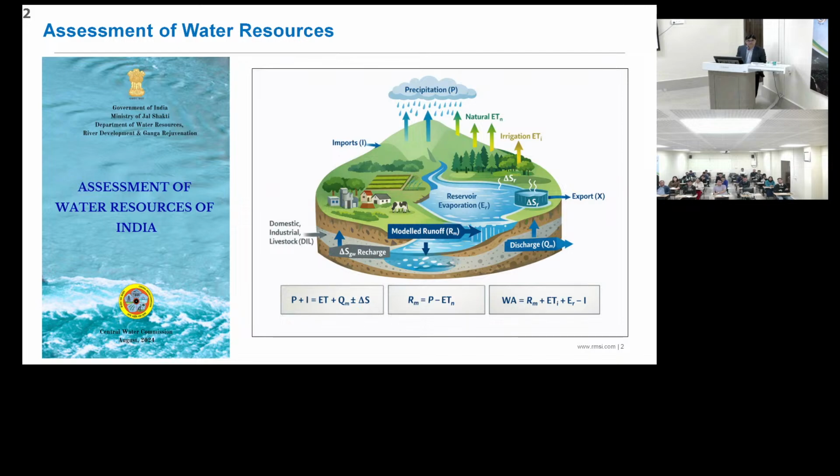Because this is your total input, this is nothing but simply a mass balance equation. What is the input, what is the storage within the system, and what is the output? That is simply a mass balance equation. So your input is precipitation and the inflow from the upstream catchment. Okay, that is your input. Now, what is your output?